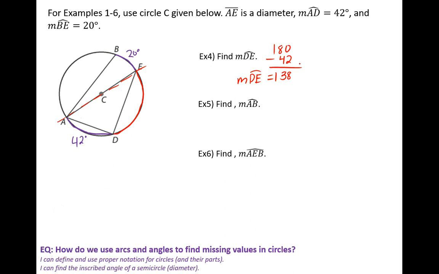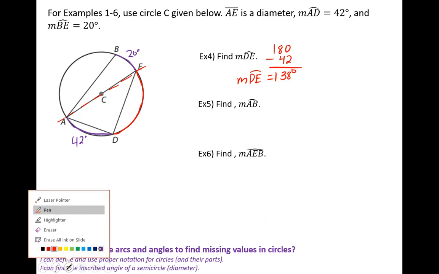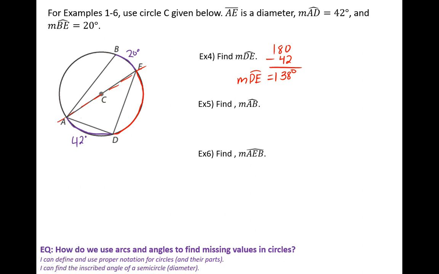Let's take a look at the next one, example 5. This one I'll do in green. We want arc AB. So this time I'm going from A to B. Going to use that arc addition postulate again, using my diameter to help me out. I know that the top half of that circle has to be 180 degrees, and I have 20 degrees. So once again, I can say I know the total is 180, and I'm going to subtract the 20 degrees that I have, and that's going to give me 160. So the measure of arc AB is going to equal 160 degrees. Awesome.